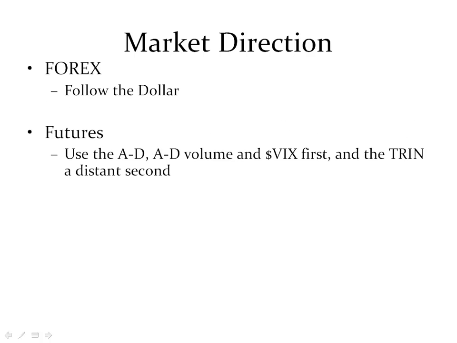Now, market direction. Woo! Did you see that one fly in? I love it. When I'm looking at Forex currency trading, I like to follow the dollar. Now, some people I know use the yen, the euro, or whatever's moving or has the most volatility, and look for crosses and pairs that way. I like to start with the dollar and follow it, and then look at the currency pairs and crosses based on that. For futures, I use the advanced decline line, the advanced decline volume line, and the VIX first, and the trend a distant second.